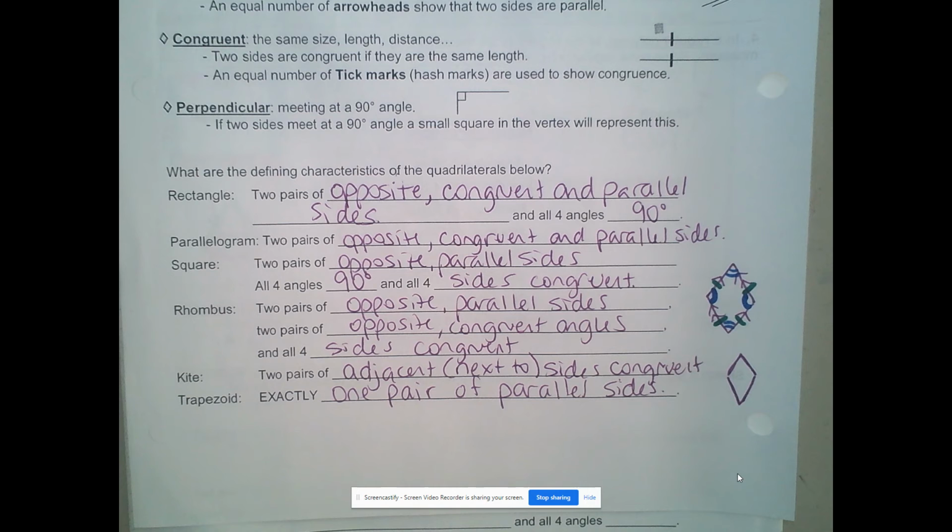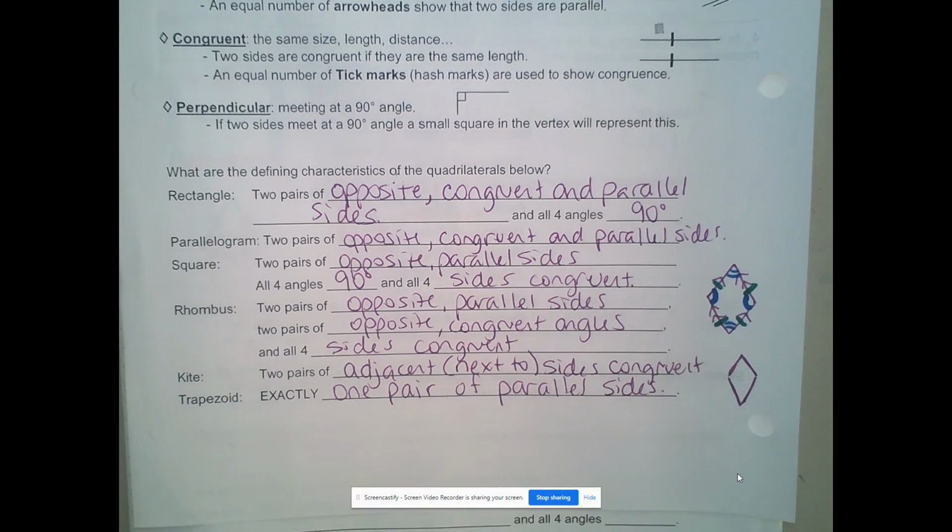So a rectangle has two pairs of opposite, congruent, and parallel sides, and all the angles are 90 degrees. Parallelogram has all of the same stuff, not the 90 degrees required. Square, opposite, congruent, parallel sides, and by congruent on a square, we're talking about all four sides congruent and all four angles congruent at 90 degrees. Rhombus has all the same qualities, does not require the 90 degrees though. Kite, two pairs of adjacent, next to each other, sides that are congruent, and trapezoid has exactly one pair of parallel sides.